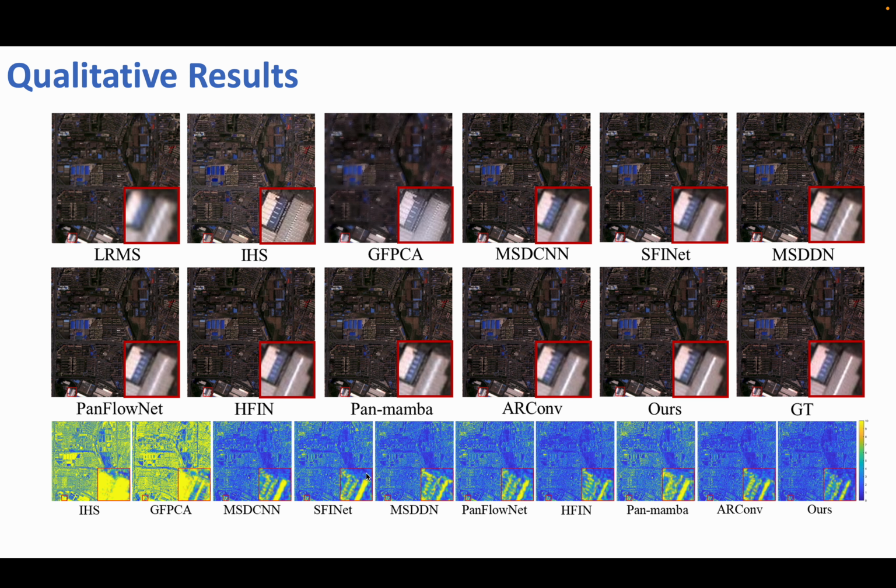The visual comparisons further confirm the advantage of ScaleFormer. Existing methods may introduce blurred textures, spectral distortion, or blocking artifacts. Our method produces sharper spatial details and more coherent spectral information. The error maps also show lower reconstruction errors in local regions, especially around fine structures.